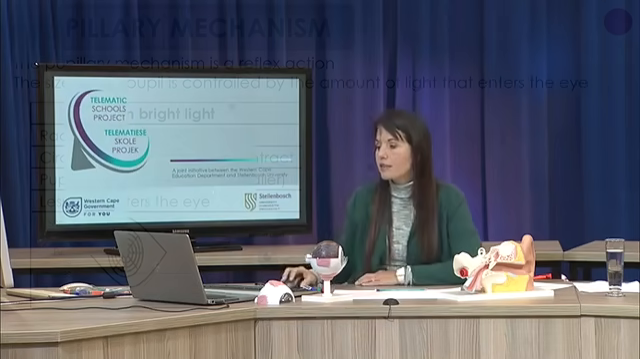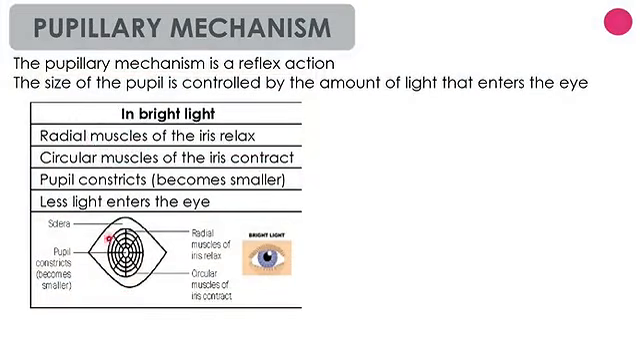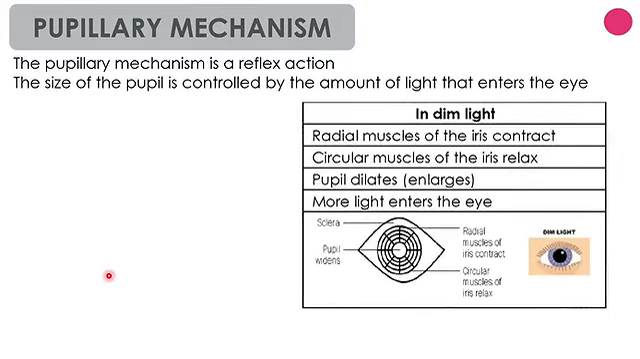Back to the slide, make sure that you are able to identify by looking at a picture. If I look at this picture, I can see that the pupil is small, and therefore this person must be in an area of bright light. The opposite, if there's a dim light, then the radial muscle of the iris will contract, the circular muscle of the iris will relax, the pupil will dilate, it will enlarge, and more light will enter.